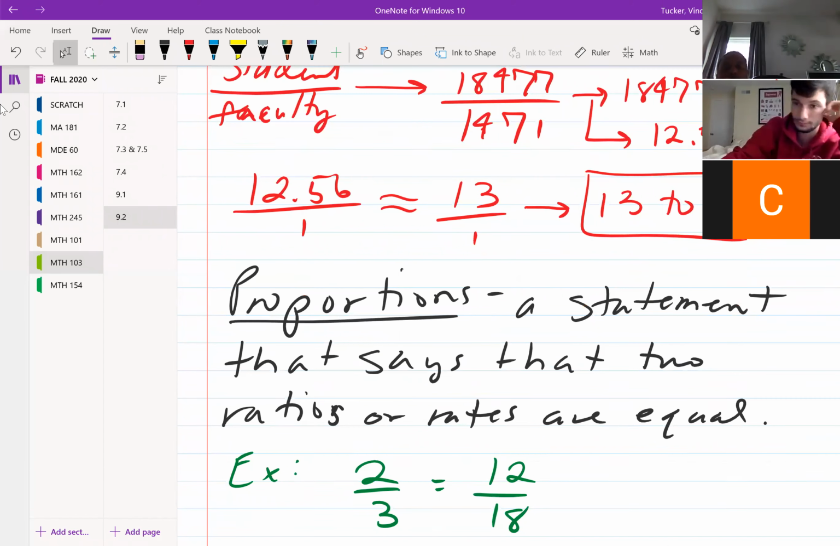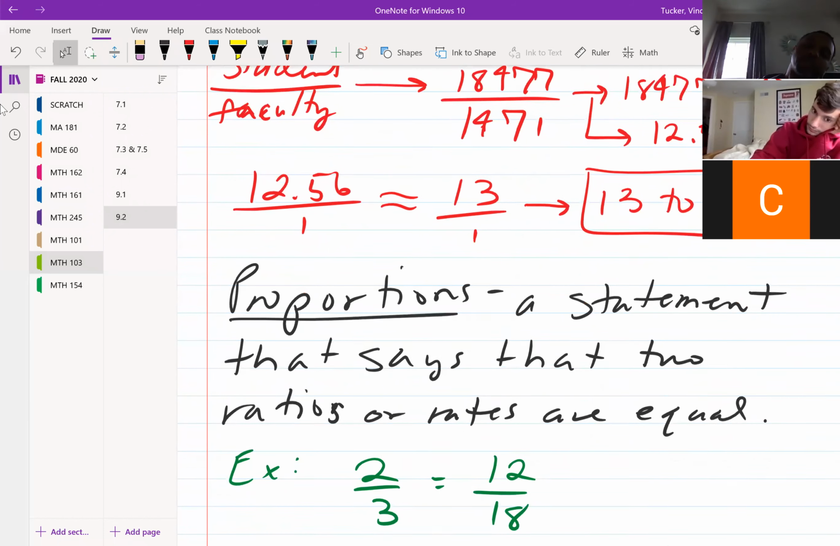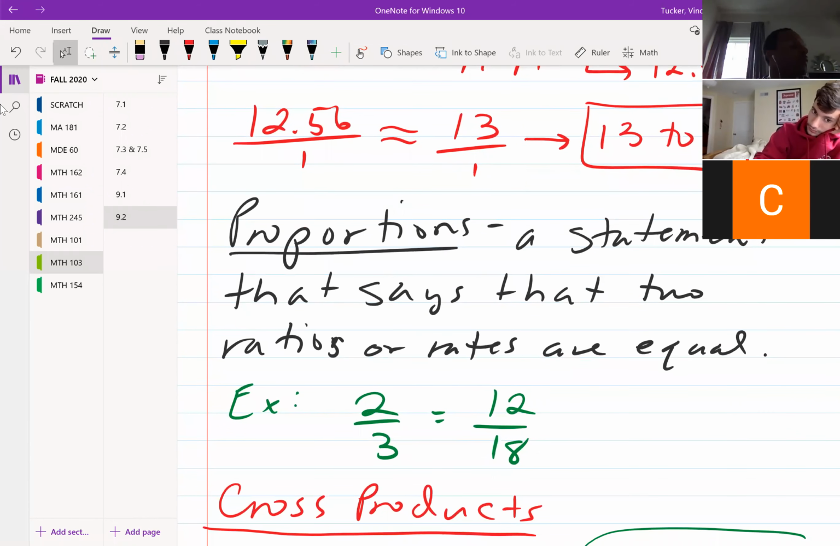All right, so a proportion is a statement that says that two ratios or rates are equal. So an example of that is 2 over 3 equal to 12 over 18.